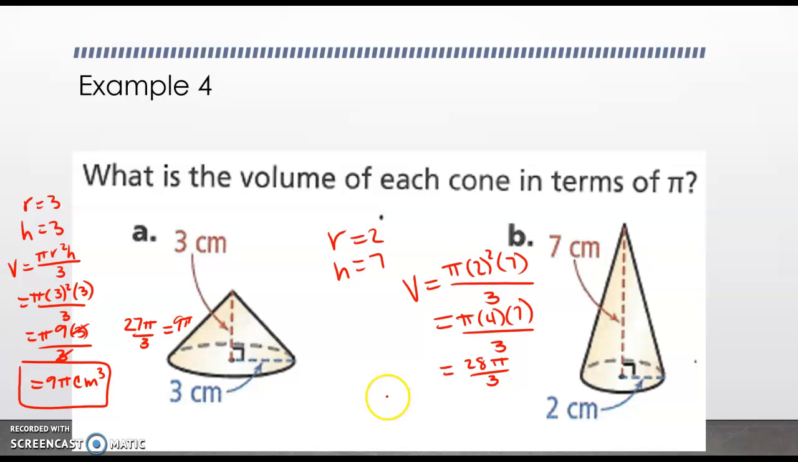And it wants it in terms of pi. I would prefer to leave this as 28 thirds pi, which is approximately 9.33 pi. In my opinion, I would rather leave it here because that's a more exact answer. But when I was doing this with the book, it had you take it down to 9.3.